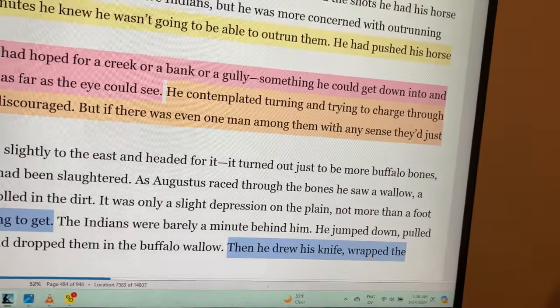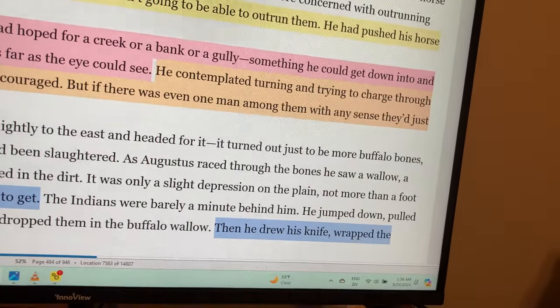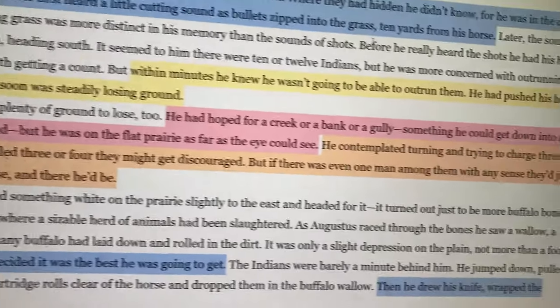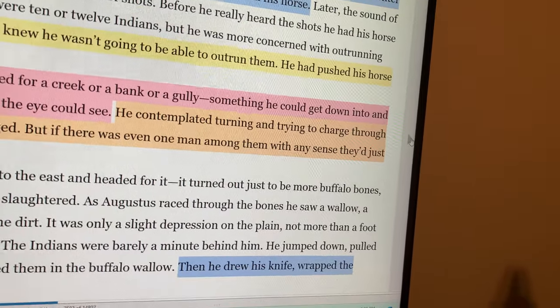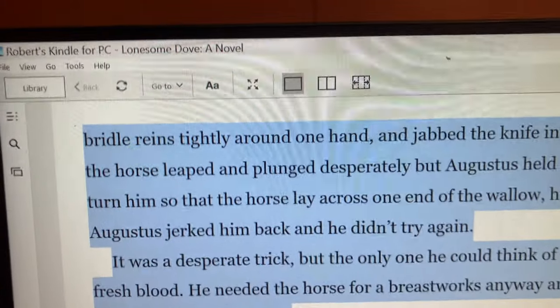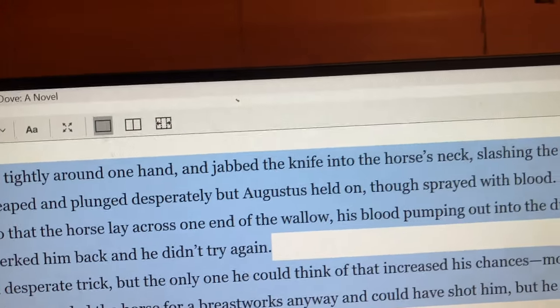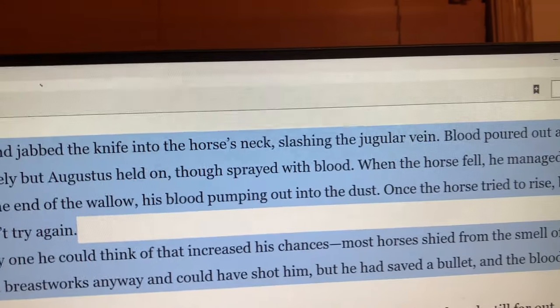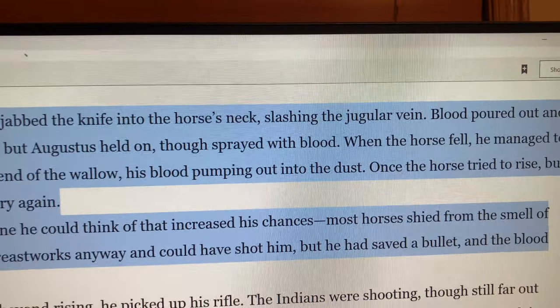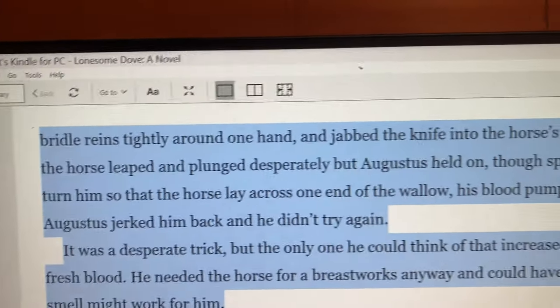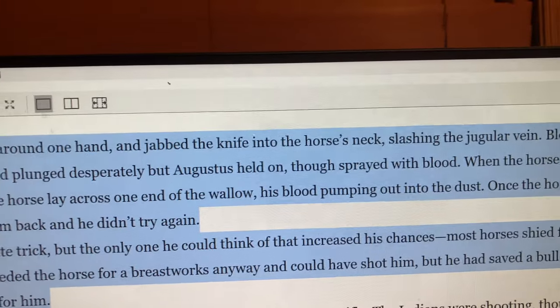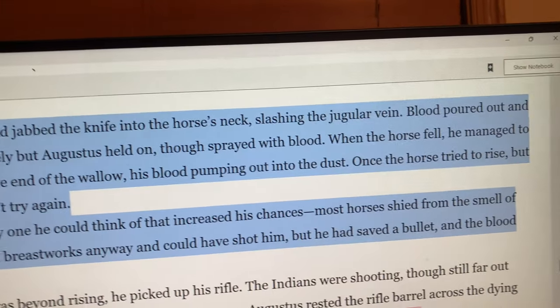The Indians were barely a minute behind him. Gus jumped down, pulled his rifle and cartridge rolls clear of the horse, and dropped them in the buffalo wallow. Then he drew his knife, wrapped the bridle reins tightly around one hand, and jabbed the knife into the horse's neck, slashing the jugular vein.